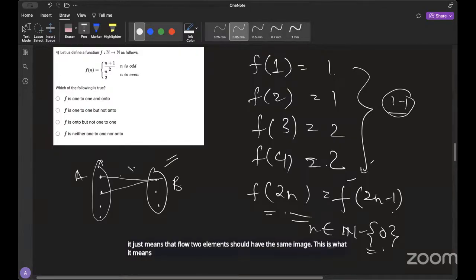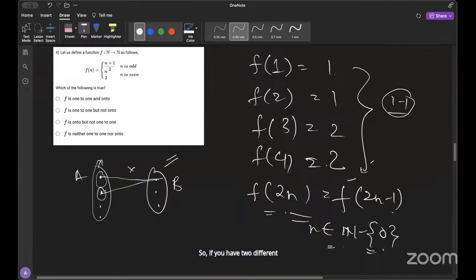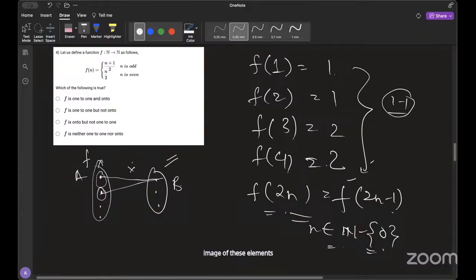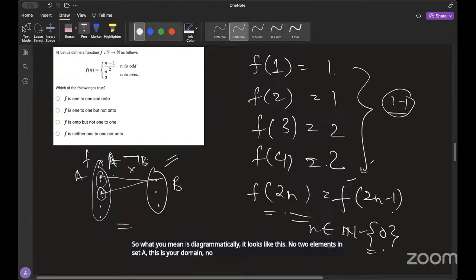This should not happen. If you have two different elements, they should not have the same image. These are called the elements, and these are called the images of these elements, right? The function is from set A to set B. Diagrammatically it looks like this: no two elements in set A, which is your domain, should have the same image here.